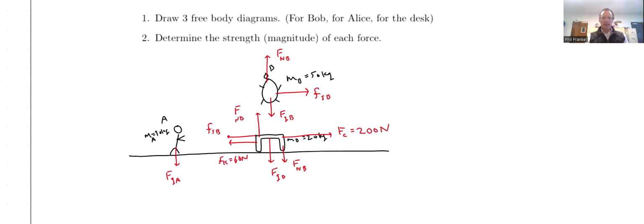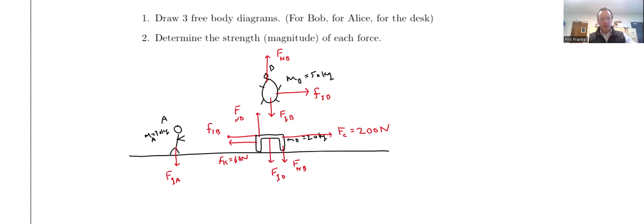And that's it. The desk's free body diagram is pretty complicated. Gravity pulls down, the ground pushes up, Bob's pants pull down, Alice pushes the desk to the right. As it slides, kinetic friction pushes to the left, and just as the desk pushes Bob to the right with a static frictional force, Bob is limiting how quickly the desk itself can slide by exerting a static frictional force to the left.